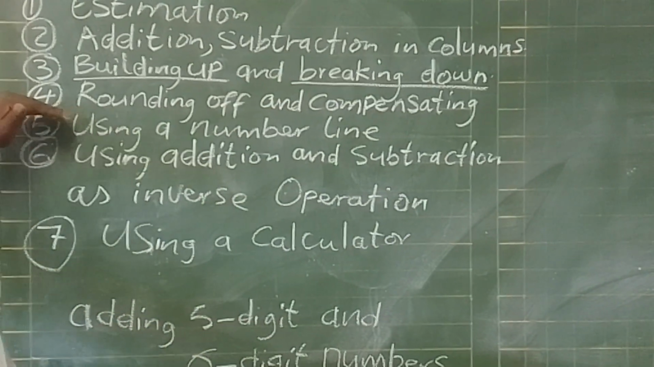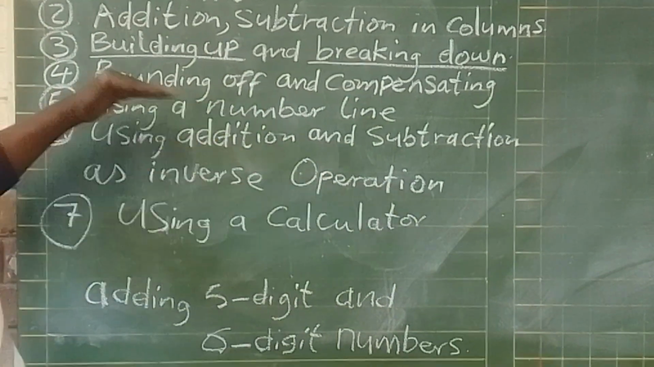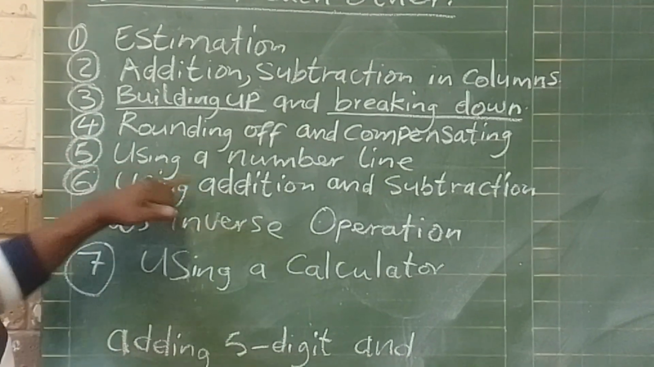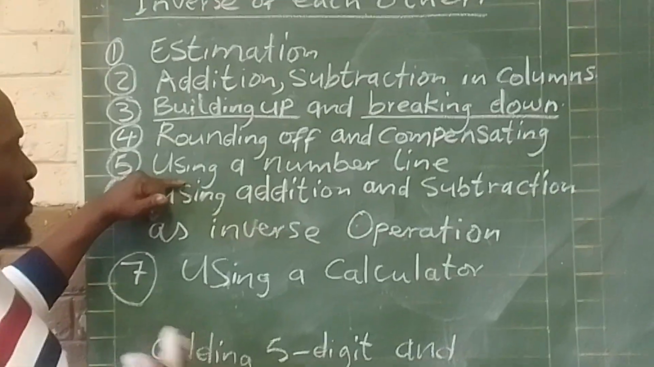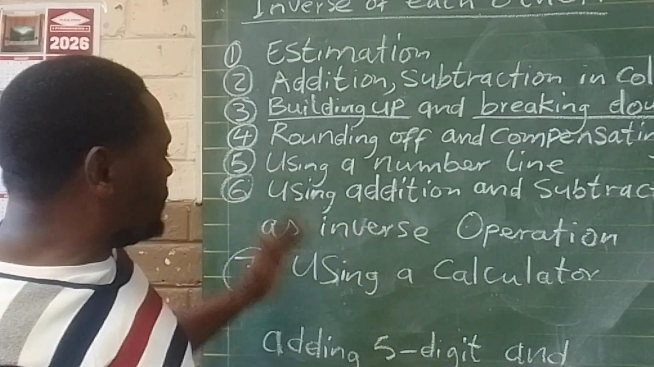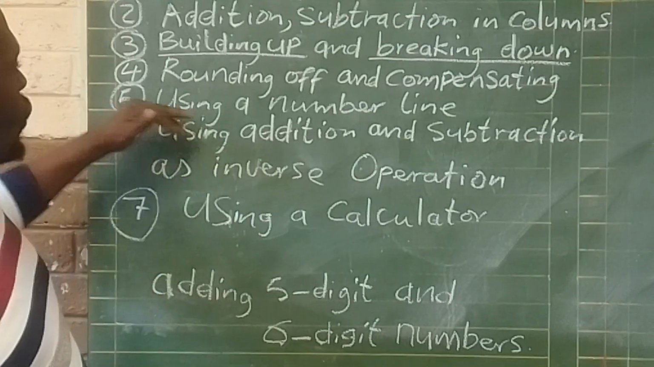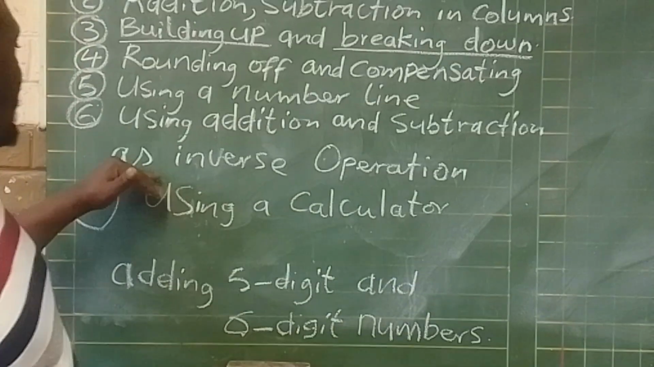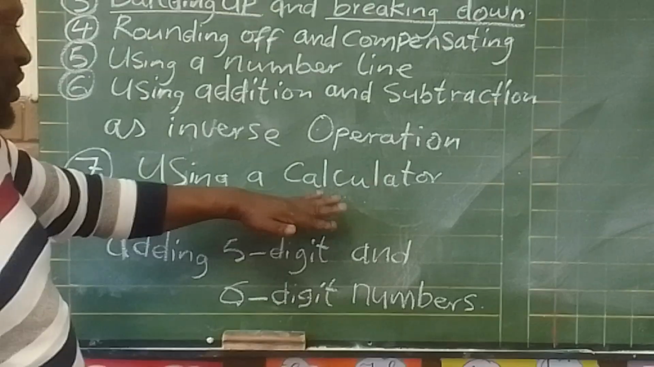Right? Number 4, rounding off and compensation. Do this diligently so that you understand in your exam and your test. This is required. Then, using a number line, you must know how to use a number line. Usually they give you 2 numbers and tell you how many digits. Mostly, because you are grade 6, you are using 5-digit and 6-digit numbers. So you must be able to use the number line. Then number 6, using addition and subtraction as the inverse operation. Then 7, using a calculator. Everyone knows how to use the calculator.